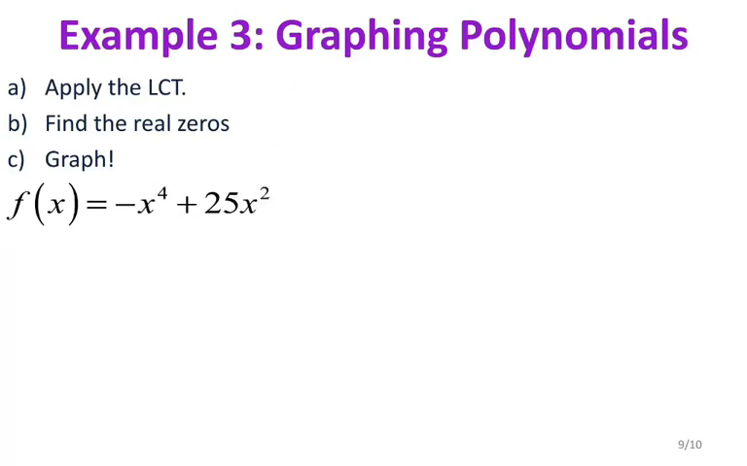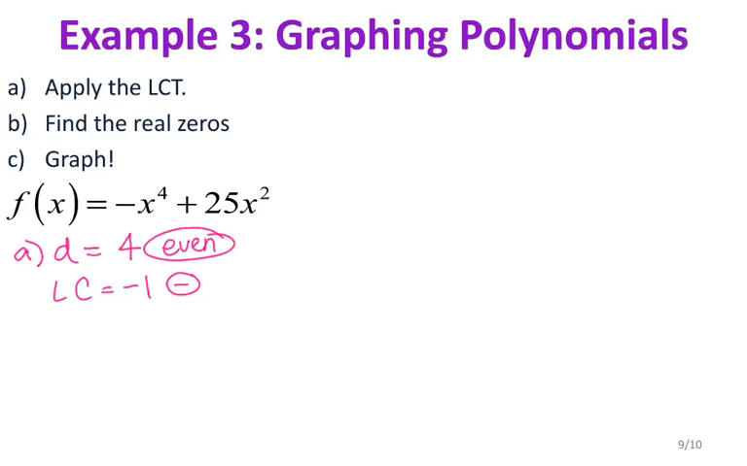All right, let's do another one. So with this one, I have negative x to the 4th plus 25x squared. Again, I'm going to go ahead and do the leading coefficient test. So to do that, I need to know my degree, which in this case is 4, which I'm going to make a note is even. My leading coefficient is negative 1, and I'm going to make a note that that is negative, obviously.